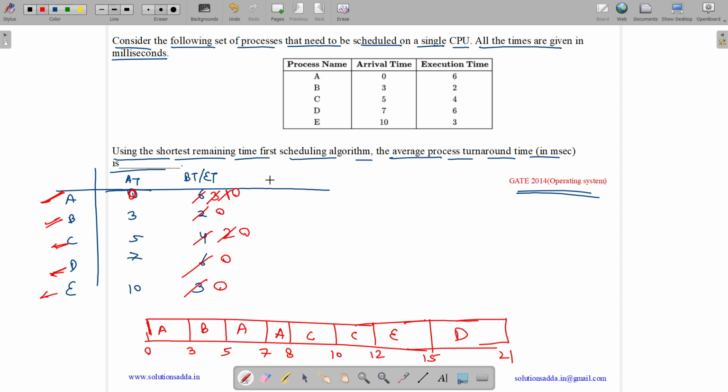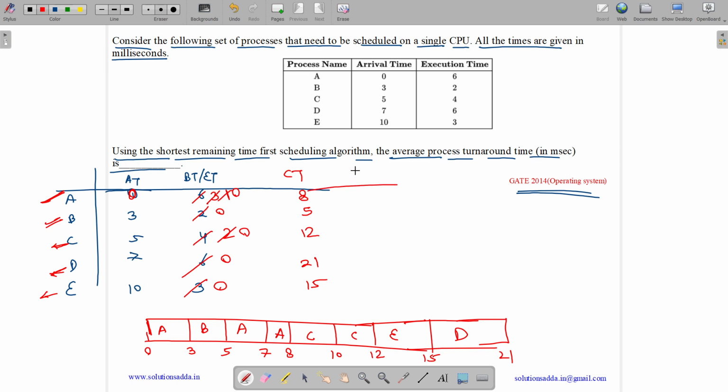Now let us find completion times. The completion time for A is 8. We will start from the back and see when each first arrives. B is 5, C is 12, D is 21 and E is 15.